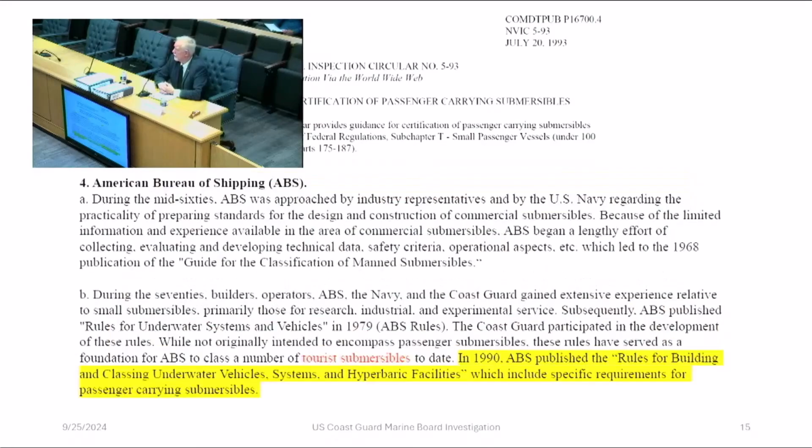Next slide, please. This is to point out that in 1990, ABS published the rules for building and classing underwater vehicles, which include specific requirements for passenger-carrying submersibles. Well, implicit in this is that we knew other submersibles existed before. The emergence of passenger-carrying tourist submersibles was something new that was being addressed. So I am reinforcing the fact that the other submersibles existed before the tourist submersibles. Next slide.